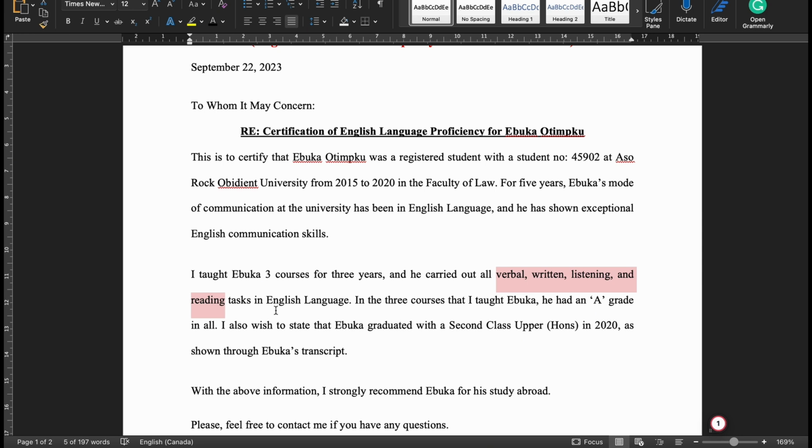In the 3 courses that I taught Ebuka, he had an A grade in all. What this also does is establish the fact that not only do you understand and communicate in English, you also excel in your grades.